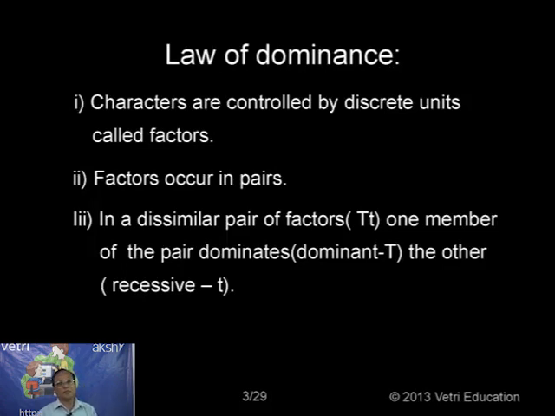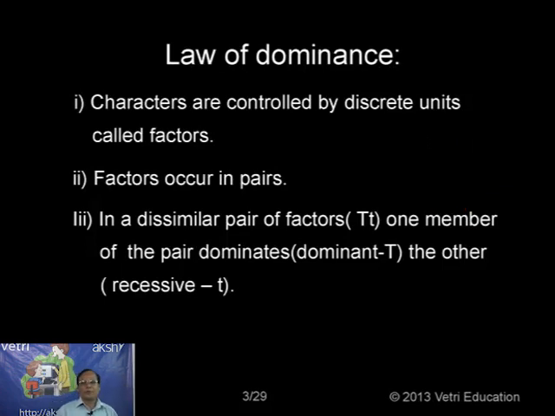The factors always occur in pairs. Suppose you take homologous chromosomes. There are two copies for a particular character, and these two genes are located on homologous chromosomes. Here the dominant factors are represented by the capital letter E. They are localized at the same point on the homologous chromosomes. So for every character we have two factors or genes, localized on the homologous chromosomes. That is the second point: factors always occur in pairs, responsible for controlling a particular trait.